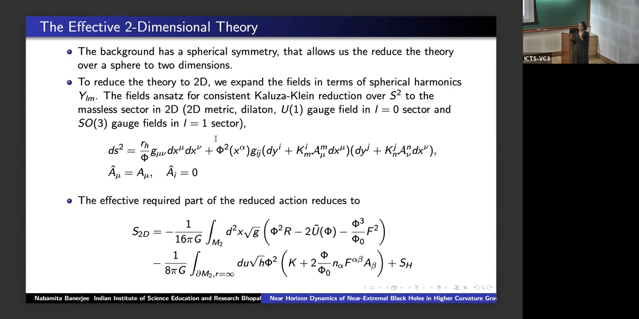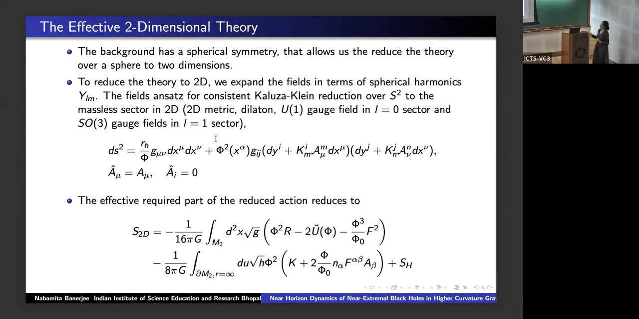In such a background, we can reduce the theory from 4 dimensions to 2 dimensions by expanding our fields in the spherical harmonics of the S2, the Y_LMs. The field content consistent with this Kaluza-Klein reduction over S2, in the massless sector, will have a 2-dimensional metric, a dilaton, which comes from the radius of the S2 part, U(1) gauge fields in the L equal to 0 sector, and SO(3) gauge fields in the L equal to 1 sector. This is the massless sector of my theory.